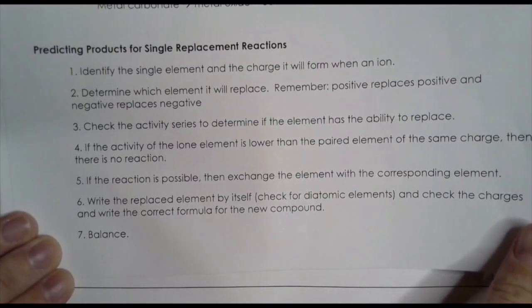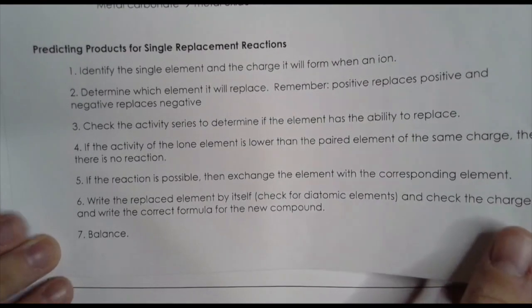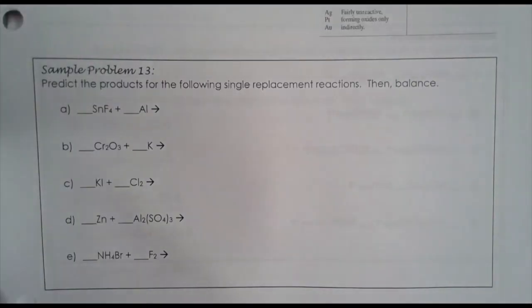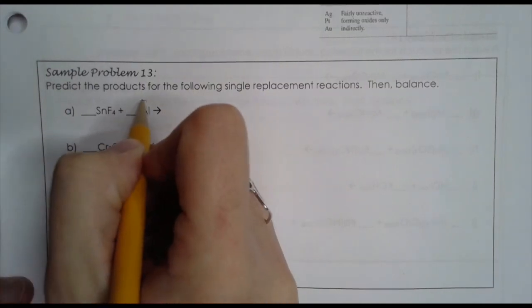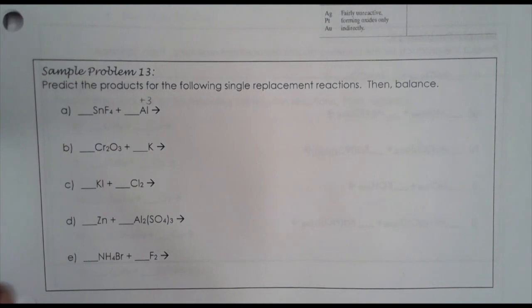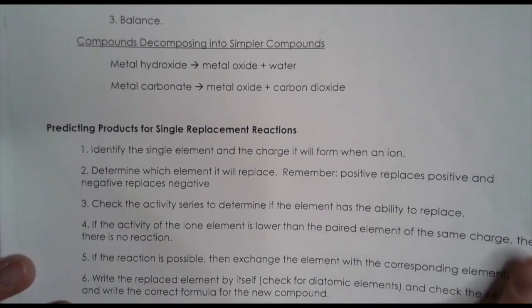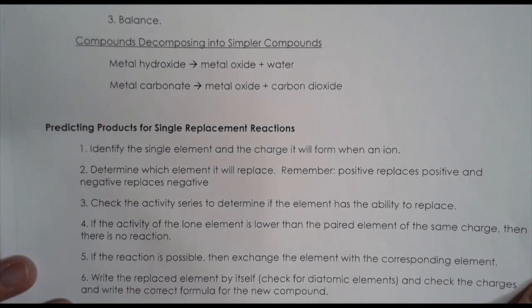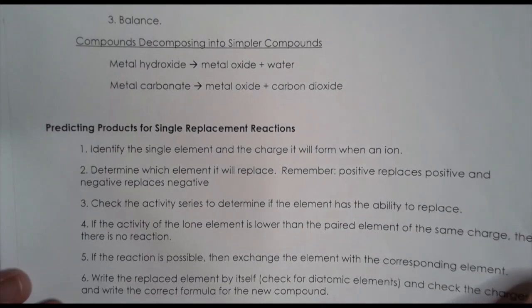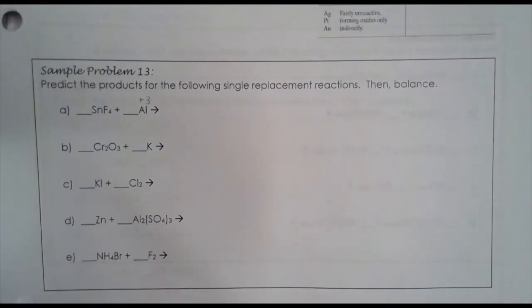So number one, identify the single element and the charge it will form when it's an ion. Aluminum, in this case, happens to be the single element, and aluminum will form a charge of +3. Step 2, determine which element it will replace. Remember, positive replaces positive and negative replaces negative. So aluminum wants to replace the positively charged ion in the compound. It wants to replace it, not bond to it, because remember, positives and positives don't attract. There always has to be a positive and a negative.